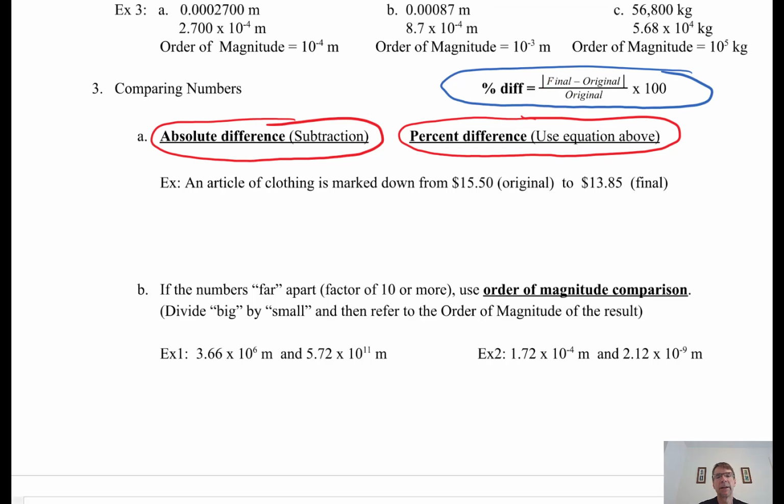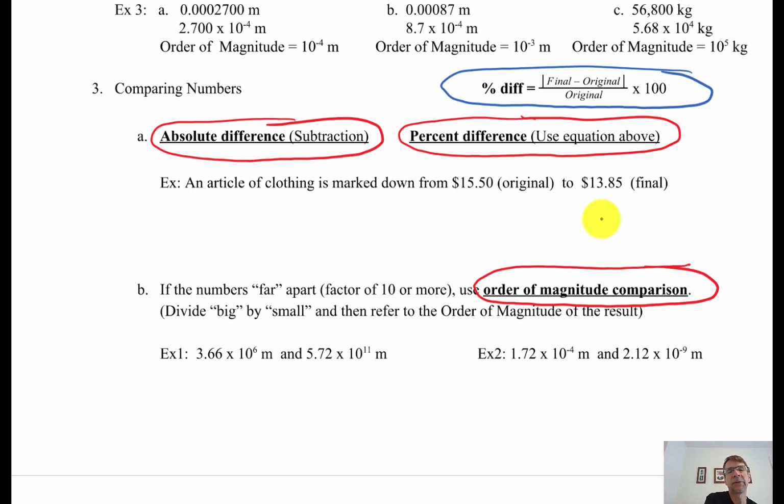I'll go back to red. All right, and the final way of comparing numbers is using the order of magnitude. So let's talk about this. For example, if you have an article of clothing that was marked down from $15.50 original to $13.85 final price, compare those 2 numbers. Well, you can figure out the absolute difference, which sometimes is important. You want to know what your discount was.